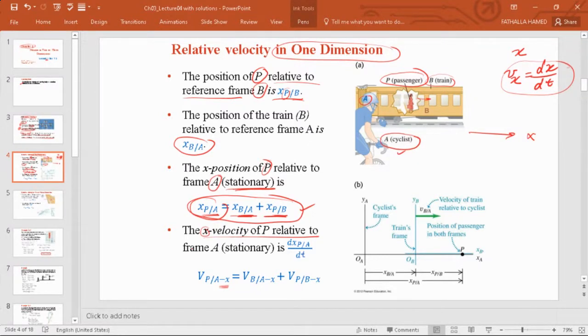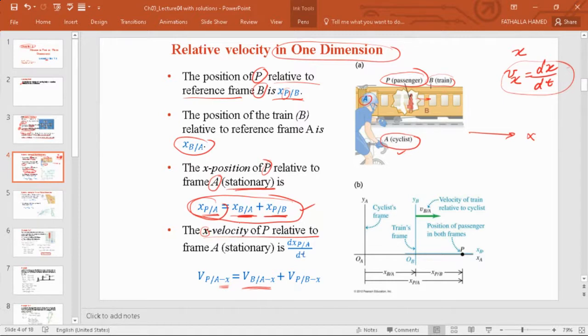And I'm not putting an arrow on the top because I'm only talking about a component, one component, which is the x component, plus the velocity of the train relative to the observer along the x-axis, plus the velocity of the passenger relative to the train along the x-axis.